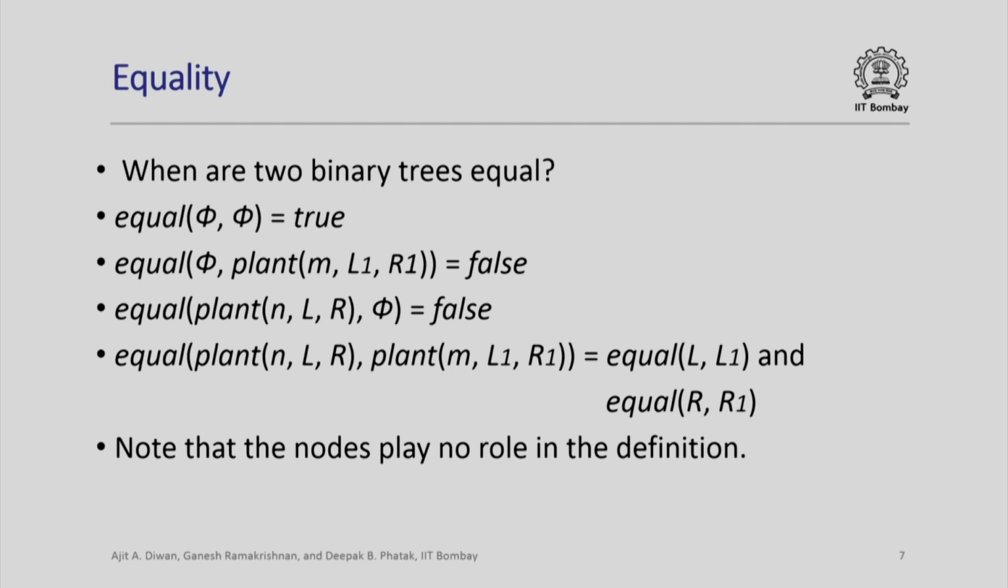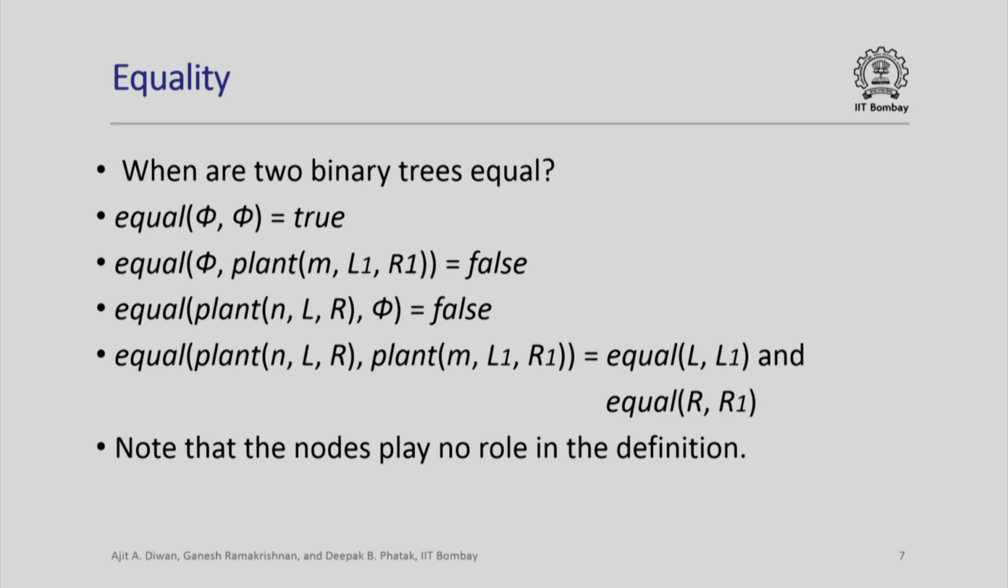And if I have two trees, one planted at node n with left subtree L and right subtree R, another planted at node m with left subtree L1 and right subtree R1, then we say the two trees are equal if L is equal to L1 and R is equal to R1. So, the node itself plays no role in the definition of the equality. The node is essentially just an abstract object which can store data. We do not particularly care about the value of the node itself. It is just a way of denoting a variable which can hold some data.